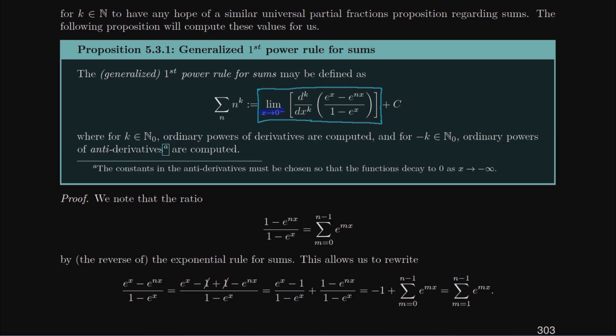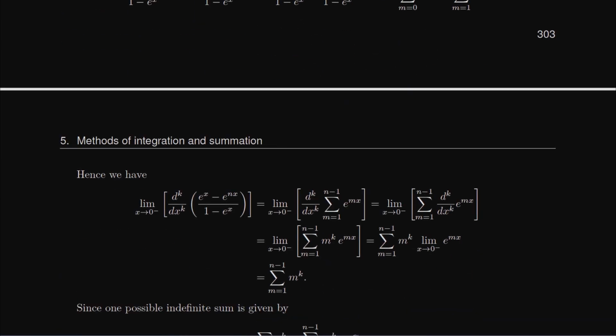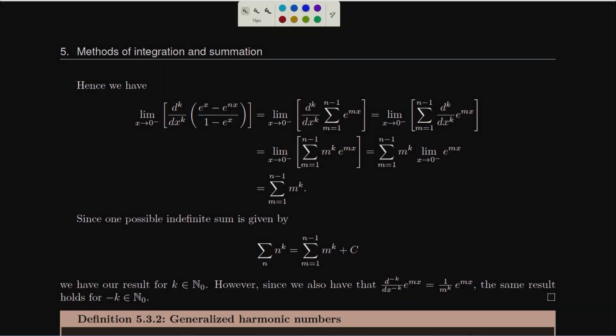It's going to 0 from the left, so it's going from negative numbers like 0.001, 0.0001, and so on, all these negatives. And it turns out if you compute that, that's why I'm calling this a proposition, because if you do compute it all the way out, what does that limit compute toward? It computes as the sum starting at 1 up to n minus 1 of m to the k. And so that's one possible indefinite sum of this left-hand side.